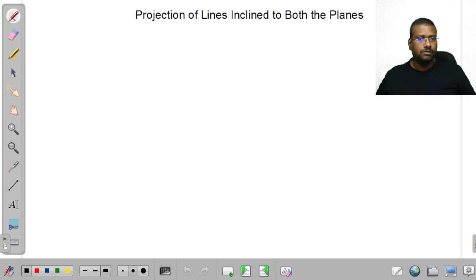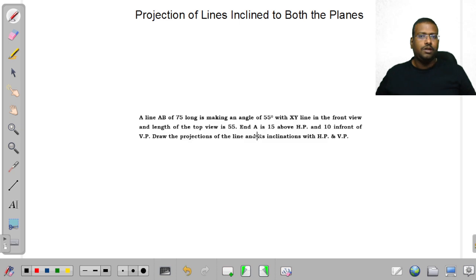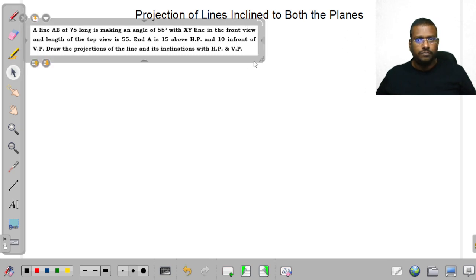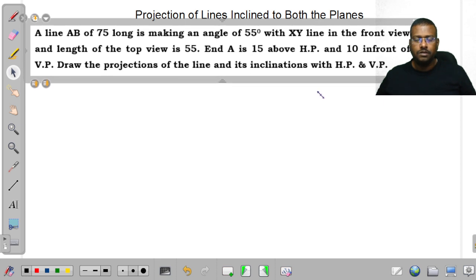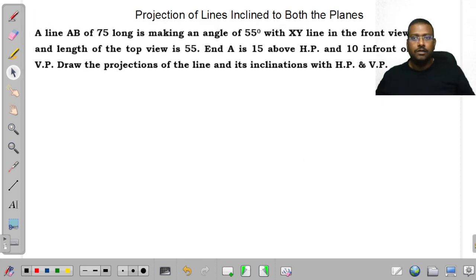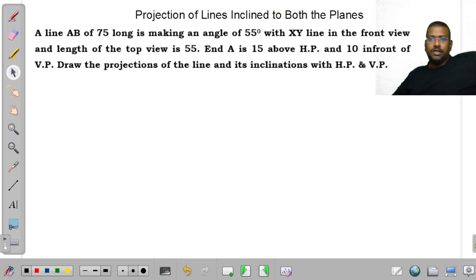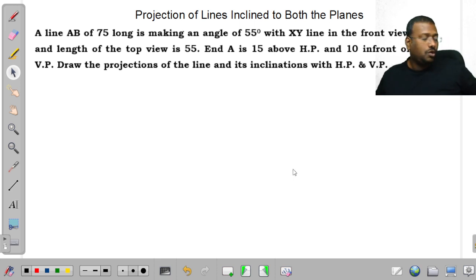This is a little bit different problem. It is not the previous one, just observe. Only a few letters are hidden by me. Okay, no problem. Now let us consider what the problem is. It is given a line AB of 75 long.